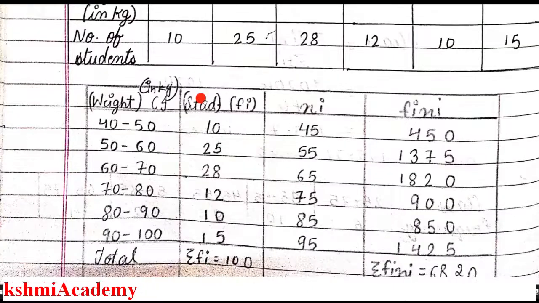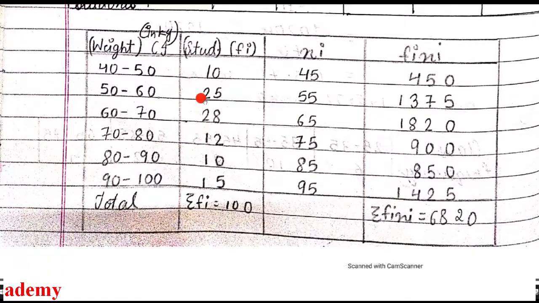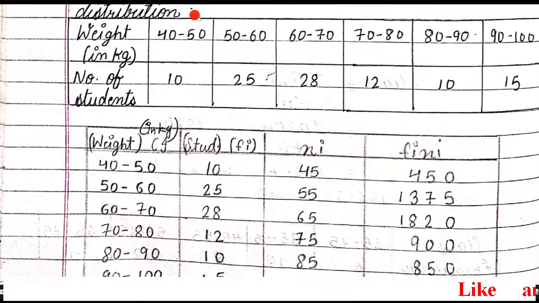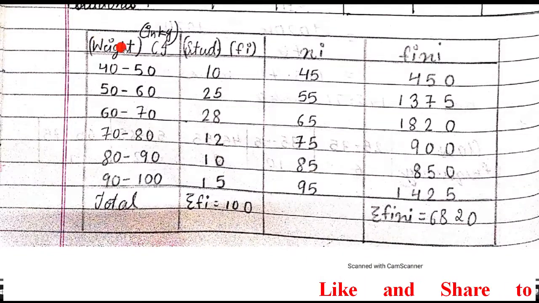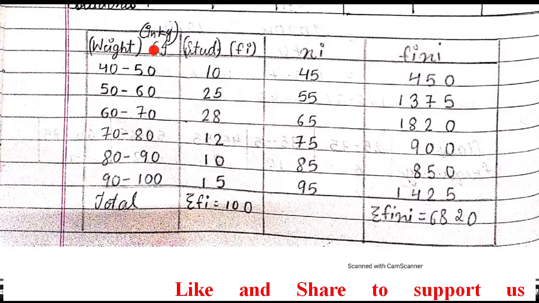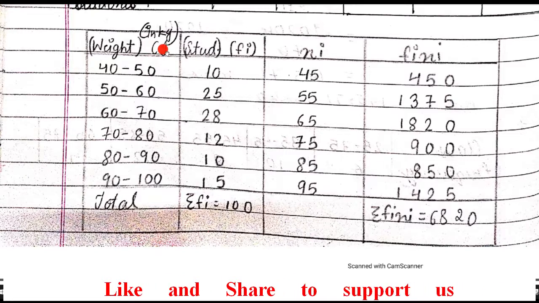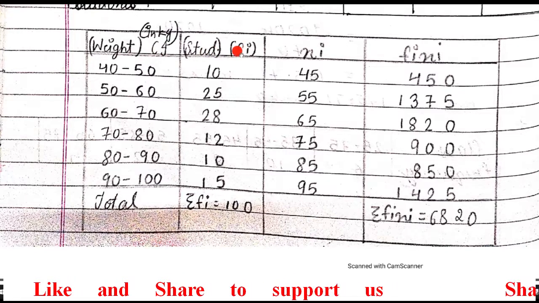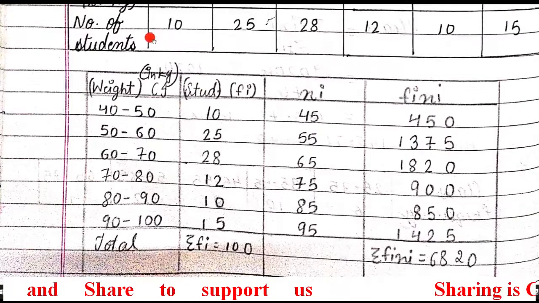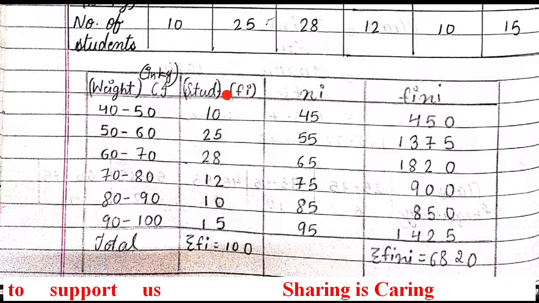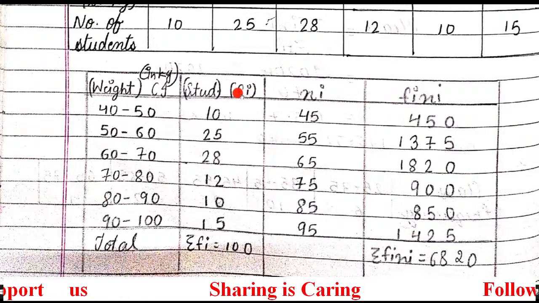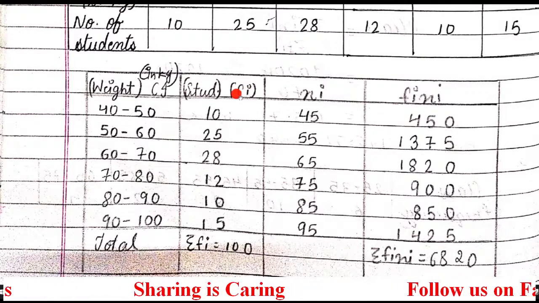So the solution table for this question is here. Since in the question it is given as weight in kg, here also you should write weight in kg, and these are the class intervals. That's why we wrote ci for the class interval, and students, because in the question the number of students is given, these are going to be the frequency for us. So frequency is represented as fi.